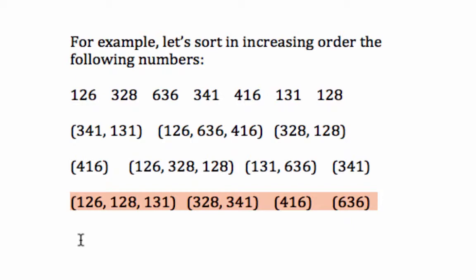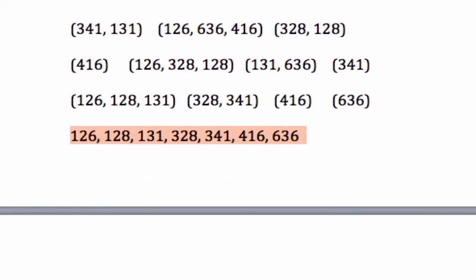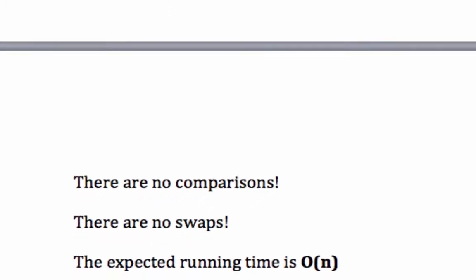So my last step, once I finish sorting, is simply to get rid of the groups and just copy the numbers in the order that I see them. So it's 126, followed by 128, 131, 328, 341, 416, and finally 636. And now you see that the numbers are sorted in increasing order. That is how RadixSort works. So let's do some analysis.